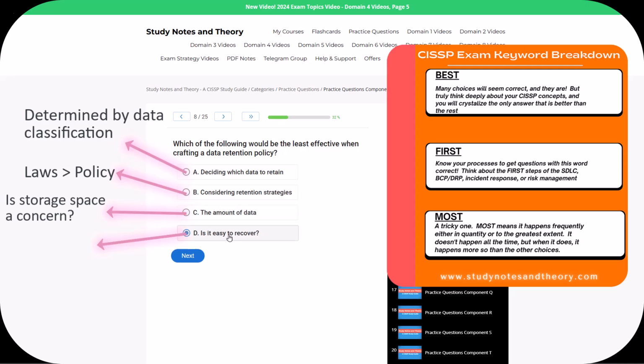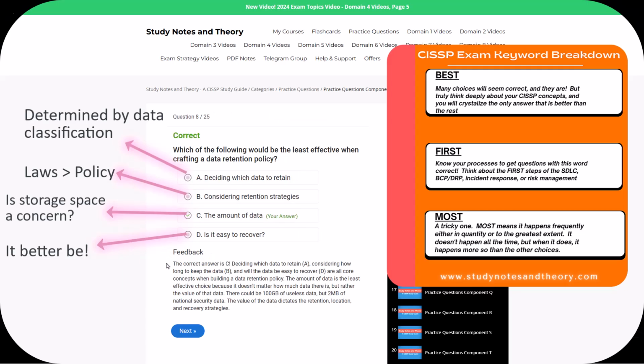Is it easy to recover? Oh, that's very important. The data's got to be recoverable. Don't just put data into data retention backups and storage without a means to recover it. So choice D is definitely important. I'm going to say the amount of data, whether it's a gig or 10 terabytes, I don't think that matters when it comes to a data retention policy. It matters with storage and the cost of storage, but that's not a data retention policy. That's a data storage and cost policy.